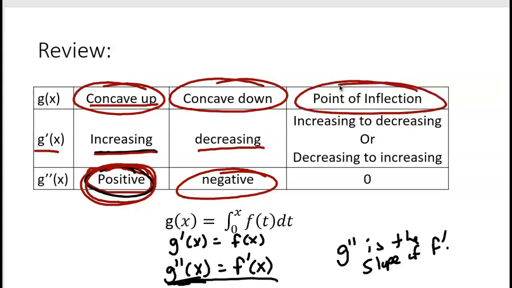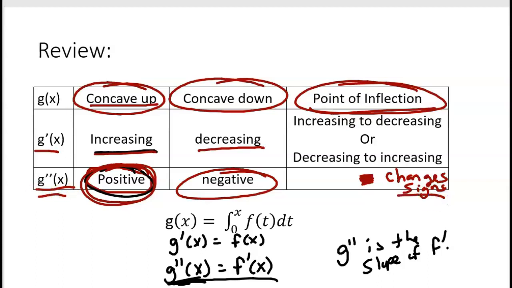G has a point of inflection anytime the second derivative, I don't want to put equals there, I want to put changes signs here. So erase that on your notes and put changes signs, because it actually could be undefined. It doesn't have to be 0. It could be either 0 or undefined, but the point is that it's changing signs. G double prime is changing signs. So the function g has a point of inflection when the second derivative is changing signs.